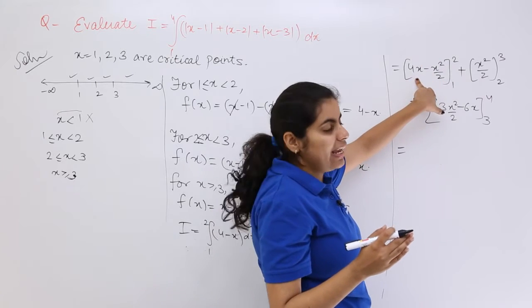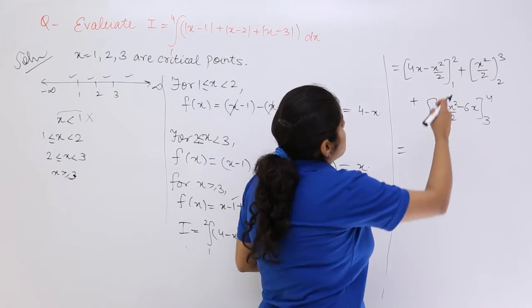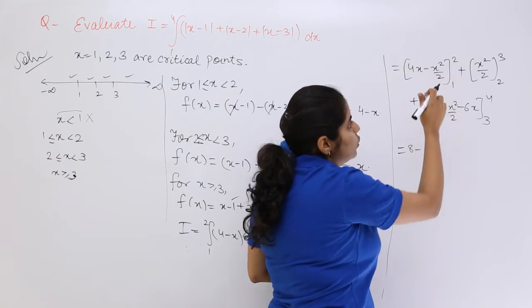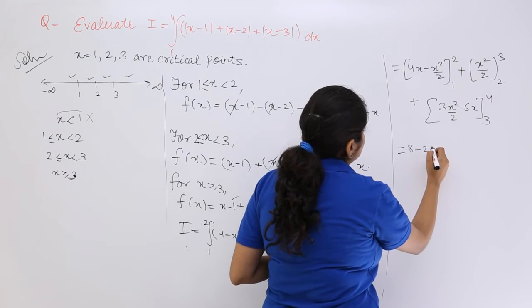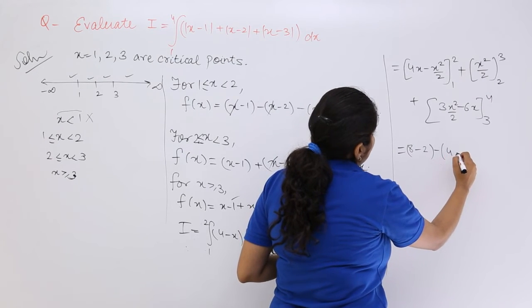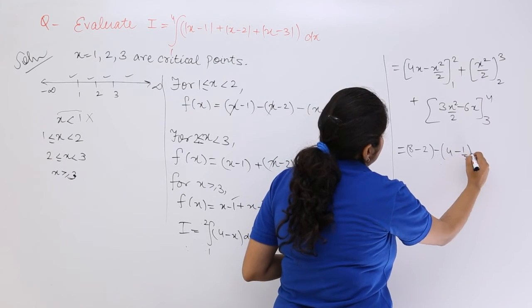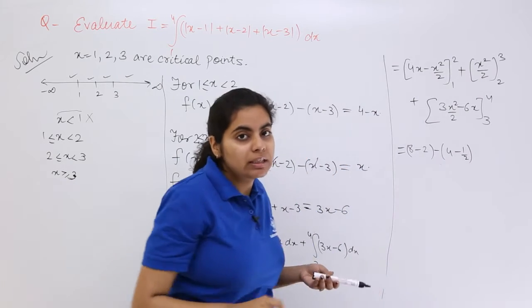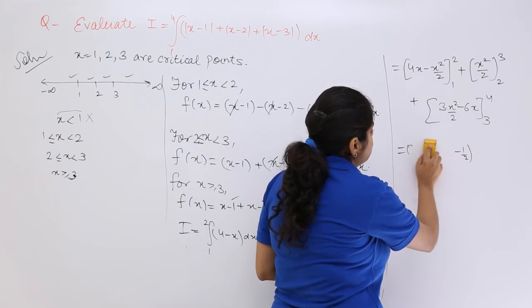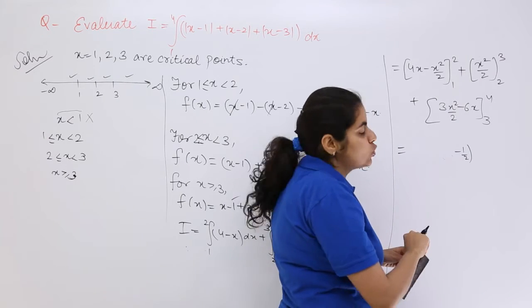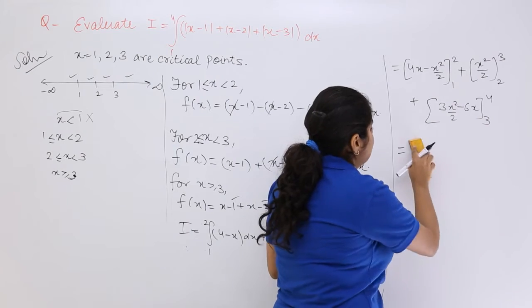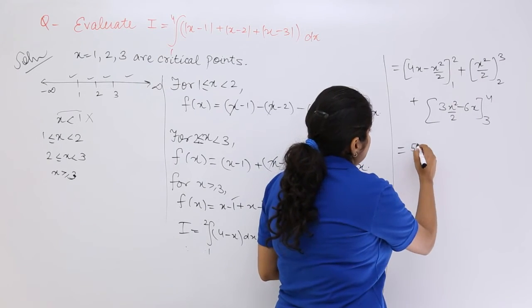So put first 2: 4 twos make it 8, and 2 square upon 2 is only 2. Then it is minus the value at 1, which is 4 minus 1 by 2. So when you have written directly, let's solve it here only. 8 minus 2 is 6, 6 minus 4 is 2, and this becomes plus 1 by 2. So 2 plus 1 by 2 is 5 by 2.